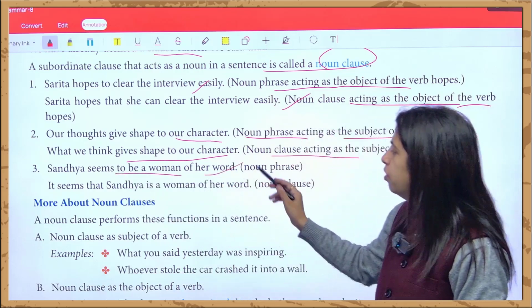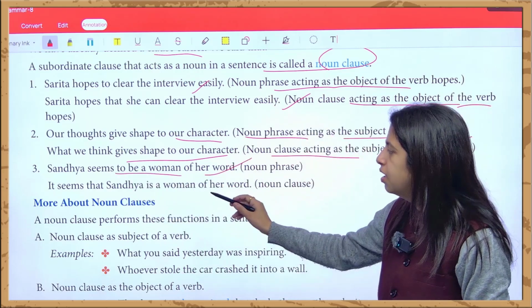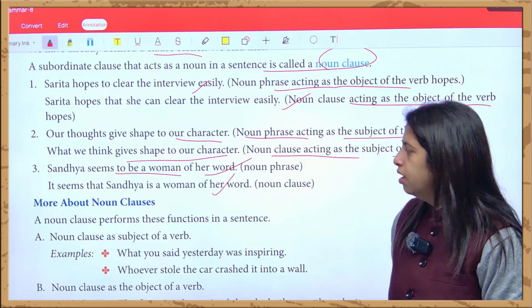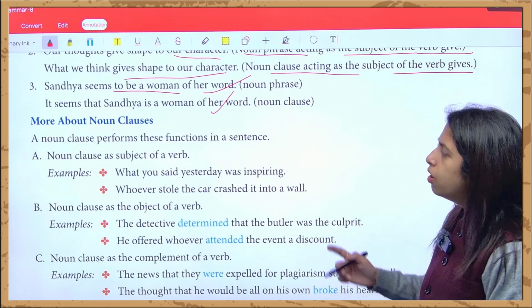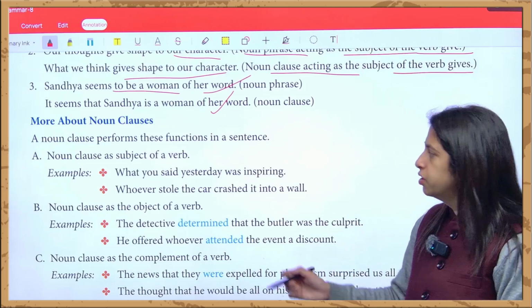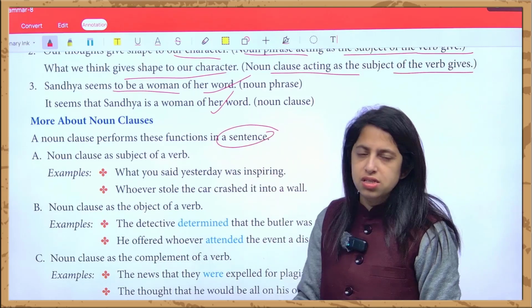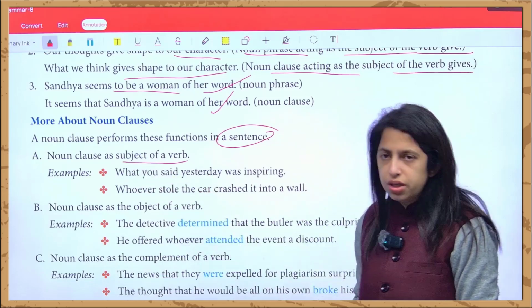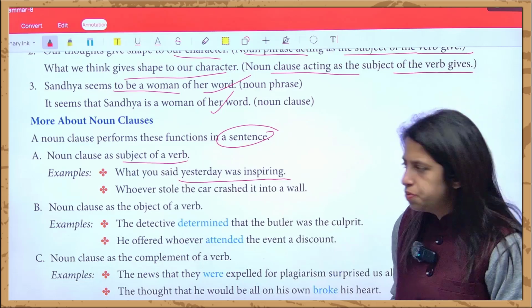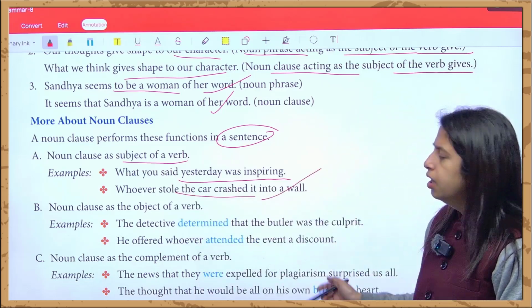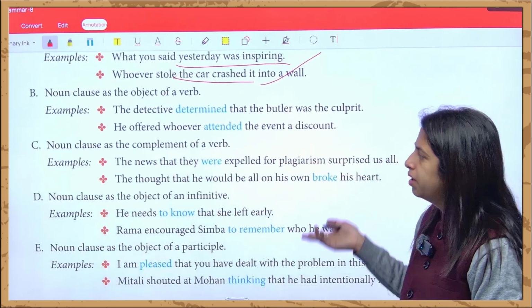Sandhya seems to be a woman of her word. This is the noun clause and means that Sandhya, she is a woman of her word. अपनी बात की पक्की है, right? More about noun clauses. It will perform a function in a sentence. Noun के जैसा function करेगा. Noun clause as a subject, अगर हम देखेंगे. What you said yesterday बहुत ही ज़्यादा inspiring था. Whoever stole the car crash it wall में crash कर देगा.